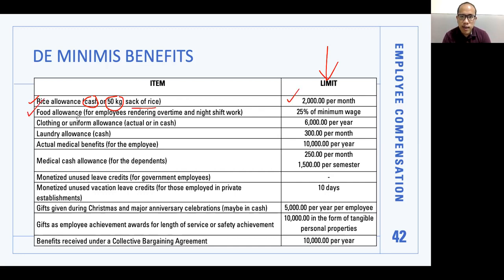Food allowance for those employees rendering overtime or night shift work. So hindi siya basta-basta lang na food allowance. Dapat magre-render ka ng overtime or night shift work. The limit is 25% of the minimum wage, which is again 537.